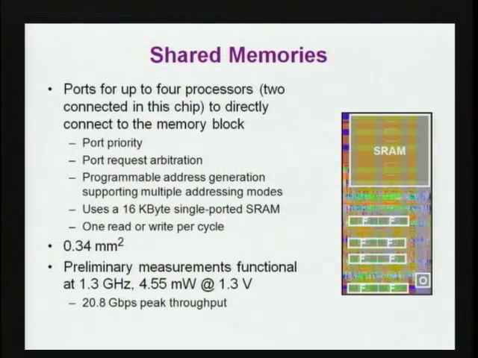It also includes a 16 kilobyte single port SRAM for a throughput of one read or write per cycle. It occupies an area equivalent to two homogeneous programmable processors, a 0.34 square millimeter area. And our initial results show that it is one of the fastest things on our chip. It runs up to 1.3 gigahertz, dissipating 4.55 milliwatts at a 1.3 volt supply, thus attaining a peak throughput of 20.8 gigabits per second.